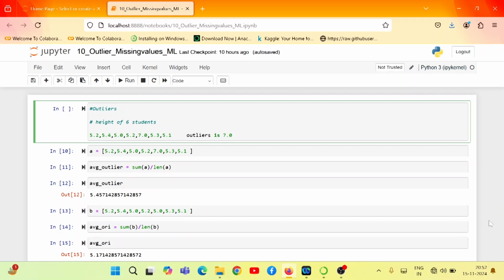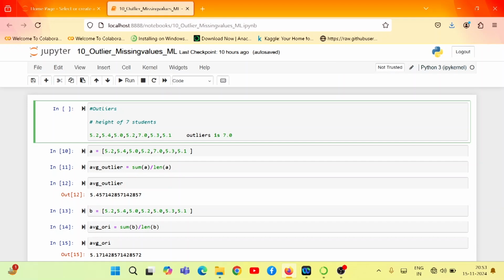So when data is collected, there is a chance of some abnormal values creeping into the data. For example, we are collecting the height of, let's say, 7 students in class 10, right? So the values are, let's say, like this. If you observe these values, this value 7 seems to be abnormal, as it is most likely not possible for 10th standard students to have a height of 7 feet.